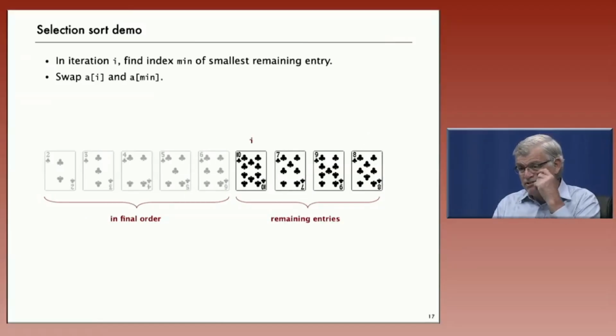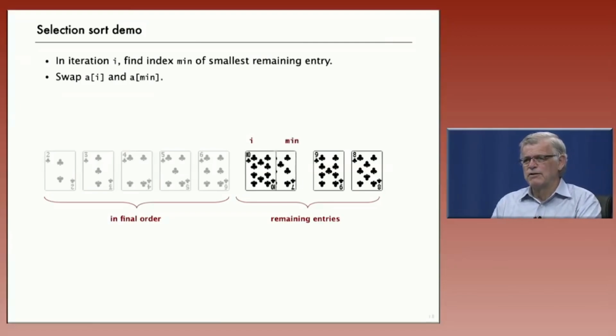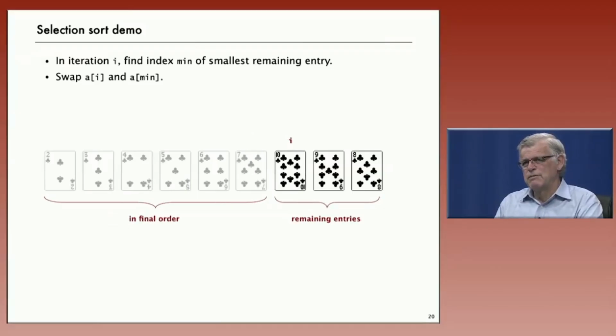Each time we have to scan through all the remaining entries in order to find the smallest, but then once we found it, we only have to swap 2 cards. Those are both key properties of selection sort.